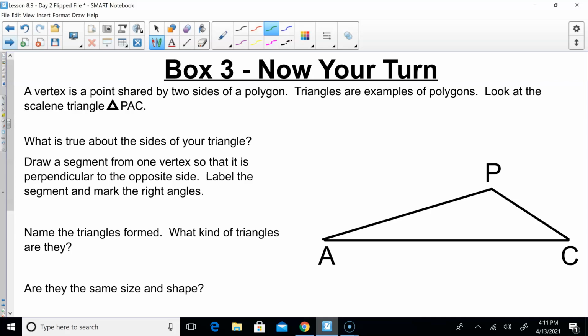It says a vertex is a point shared by two sides of a polygon. Triangles are examples of polygons. Look at the scalene triangle, triangle PAC. What is true about the sides of your triangle? Draw a segment from one vertex so that it is perpendicular to the opposite side. Label the segments and mark the right angles. Name the triangles formed. What kind of triangles are they? And are they the same size and shape? We know what happens with an isosceles triangle, but what happens with a scalene triangle? And that's what you're going to figure out in your work today.